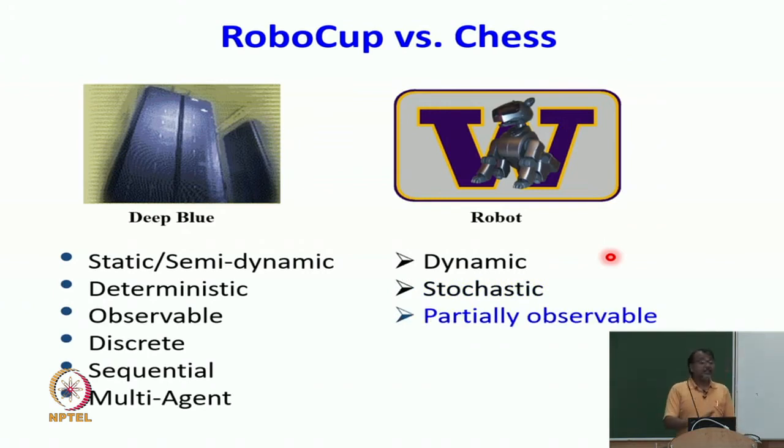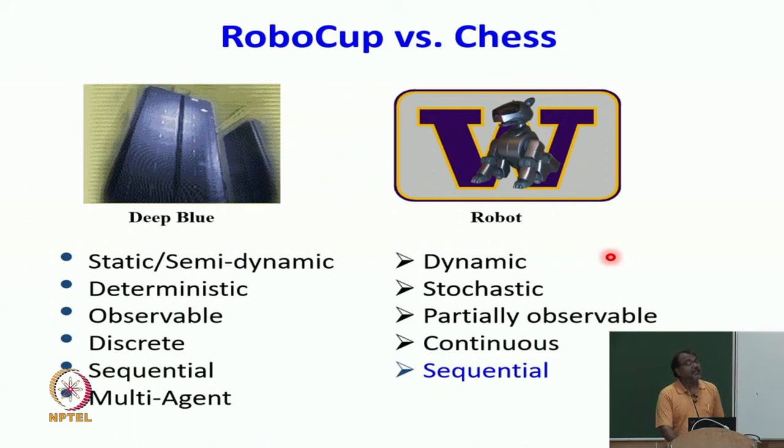Is it a discrete environment or a continuous environment? It is in the physical environment, so it is continuous. Is it a sequential game or an episodic game? Sequential, right? You take a sequence of steps, you want to get to a goal. Is it a multi-agent or a single agent? Multi-agent. So, now you can start to see how different environments make the problem more easy or hard.